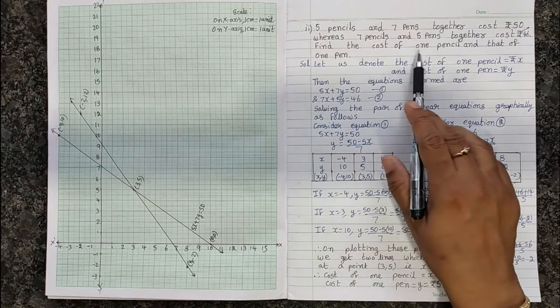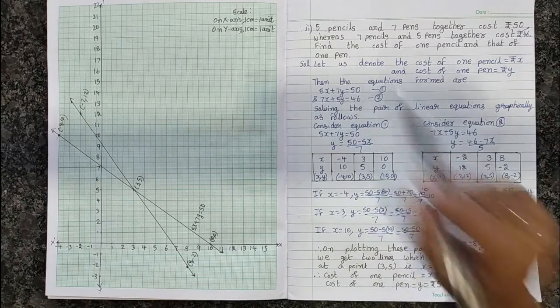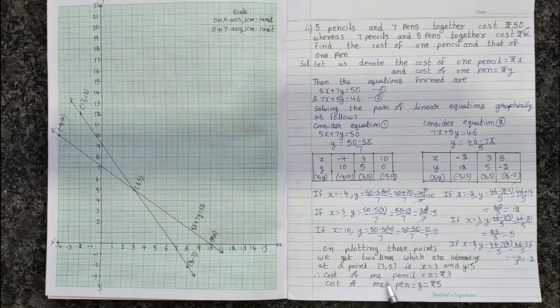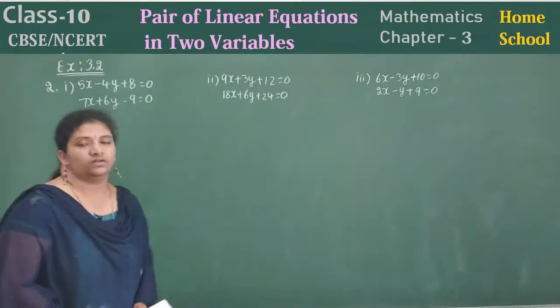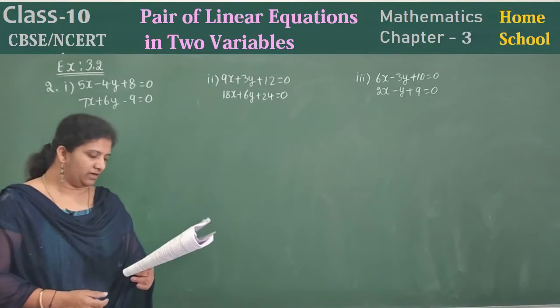They asked the cost of one pencil and the cost of one pen. Cost of one pencil is equal to x, that is equal to rupees 3, and cost of one pen is equal to y, is equal to rupees 5. Okay, draw this graph neatly. Okay, let's see the second main here.